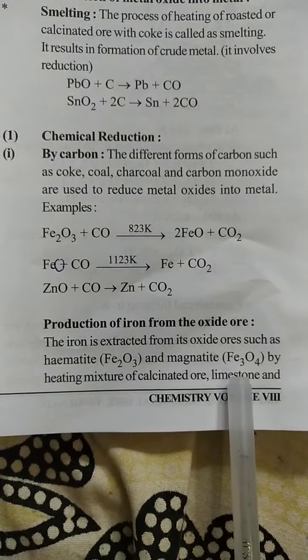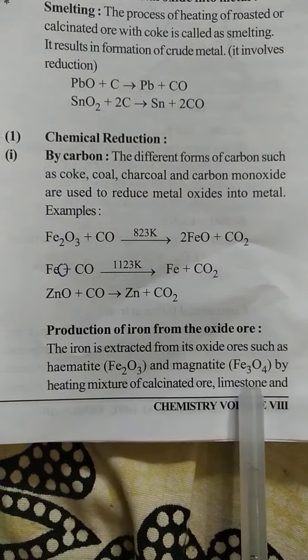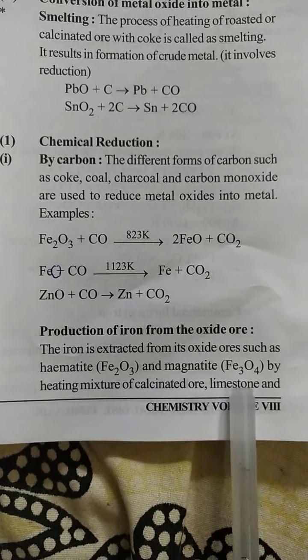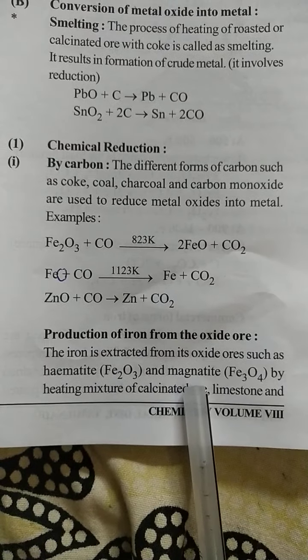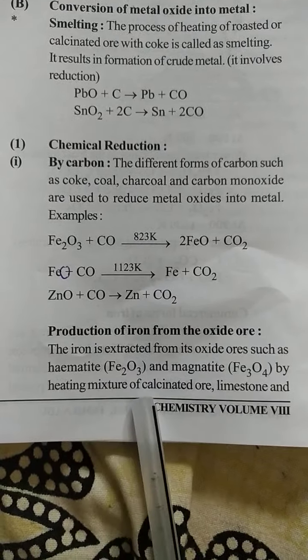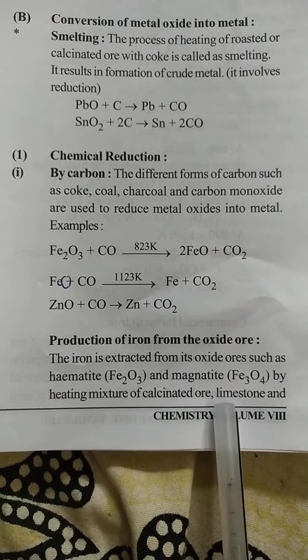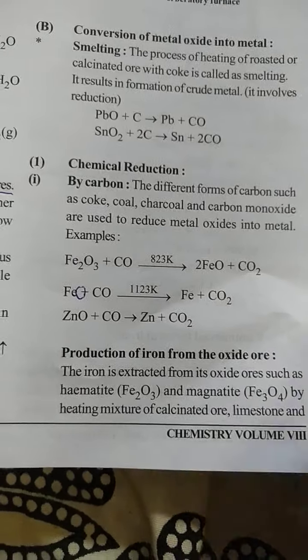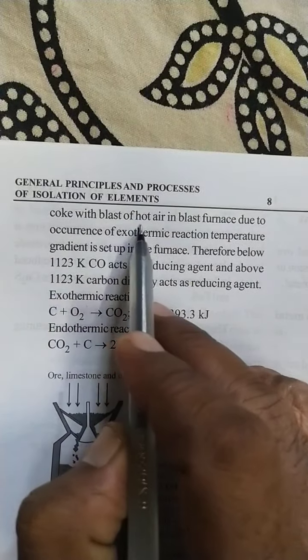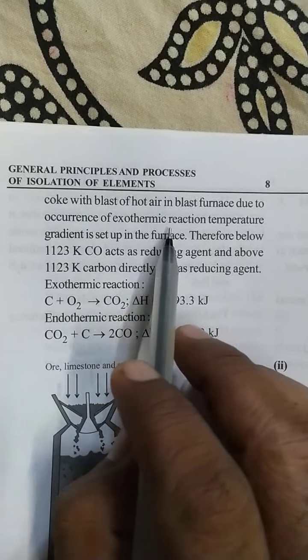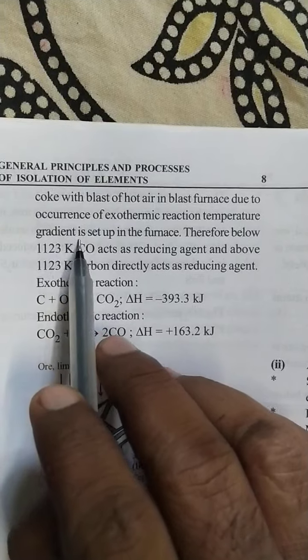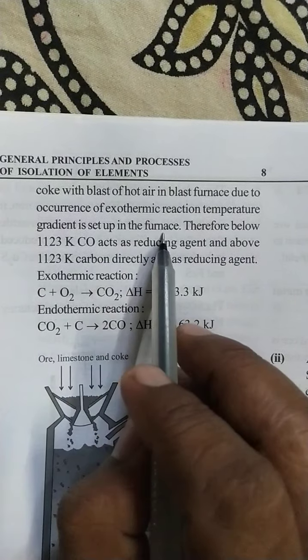See here, the iron is extracted from its oxide ore such as hematite and magnetite. This is the most important point, my dear students. Generally, the iron is extracted from hematite Fe2O3 and magnetite Fe3O4 by heating a mixture of calcined ore and limestone and coke with a blast of hot air in the blast furnace. Due to the exothermic reactions, a temperature gradient is set up in the furnace.